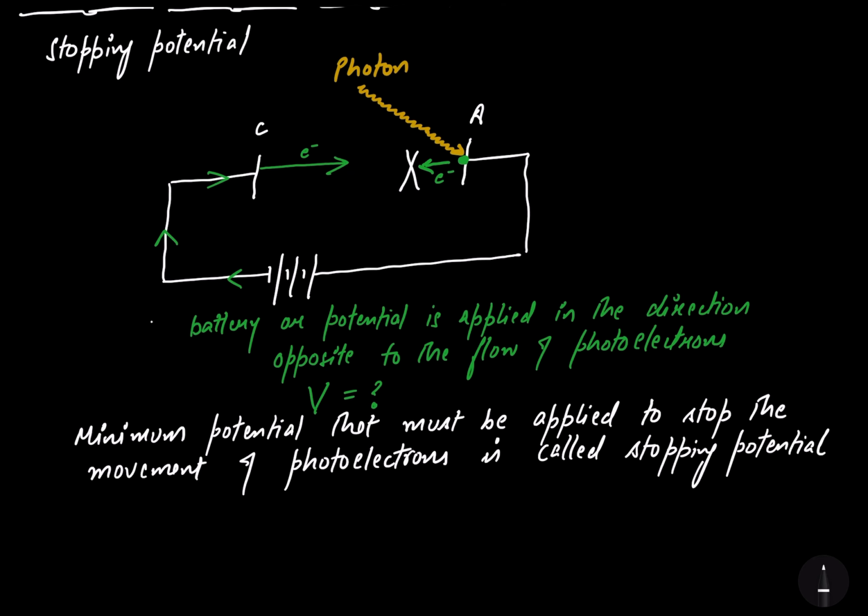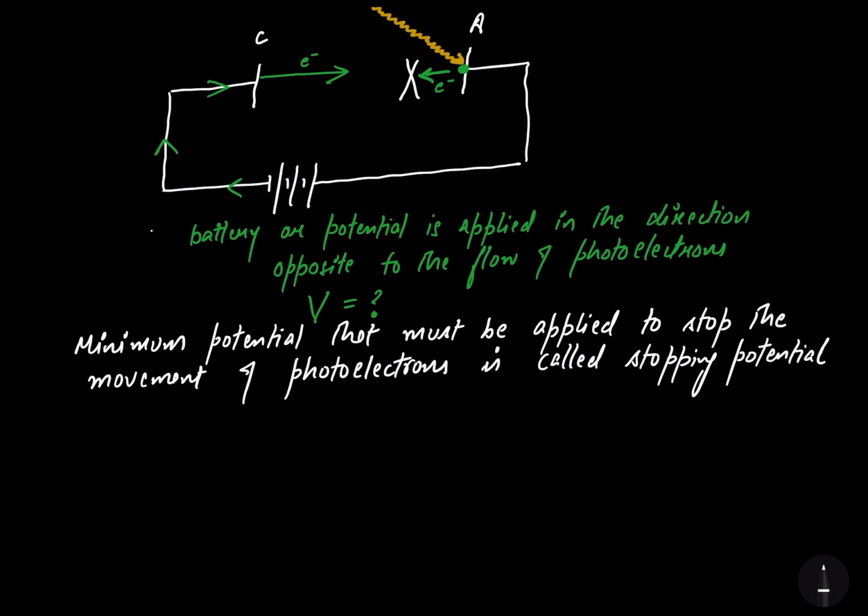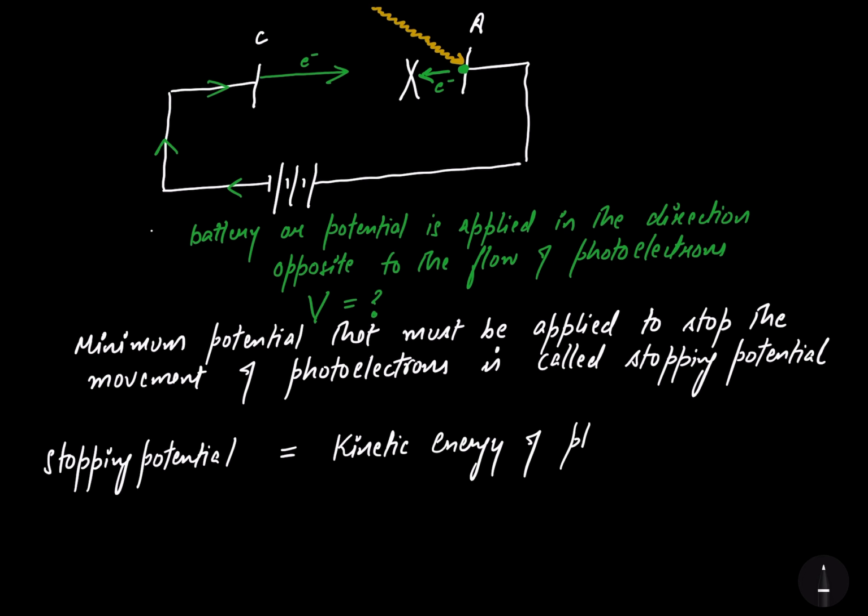Now we have just stopped the photoelectron, but we haven't prevented its ejection from the metal surface. So this stopping potential will be equal to the kinetic energy of photoelectrons.